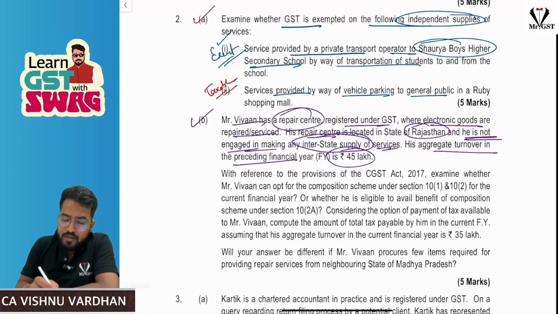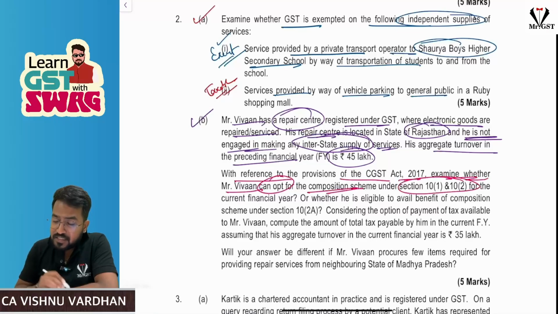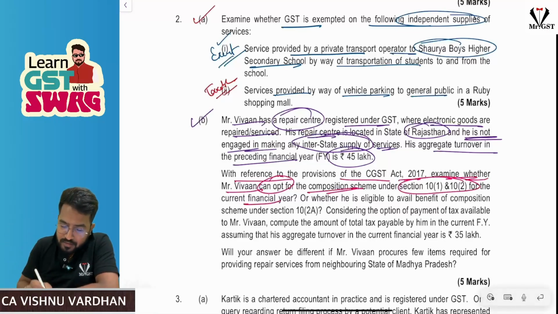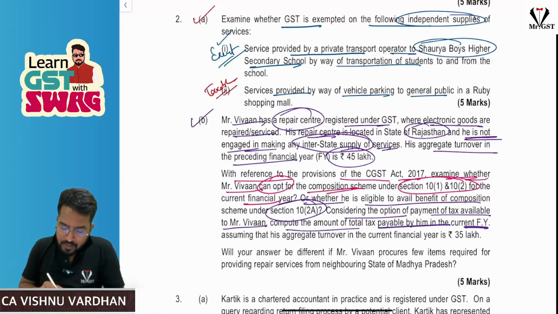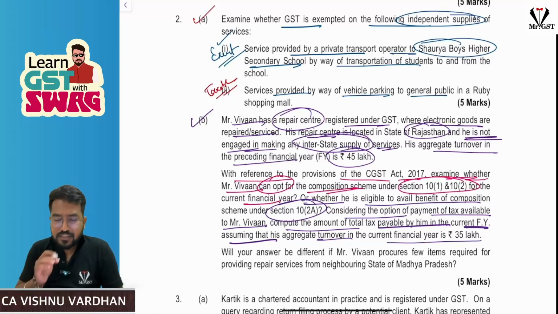With reference to the provisions of the CGST Act 2017, examine whether Vivan can opt for the composition scheme under section 10 subsection 1 and 2 for the current financial year, or he is eligible for the composition scheme under section 10(2)(a). Considering the option of payment of tax available to Mr. Vivan, compute the amount of total tax payable by him in the current financial year, assuming that his aggregate turnover in the current financial year is 35 lakhs.